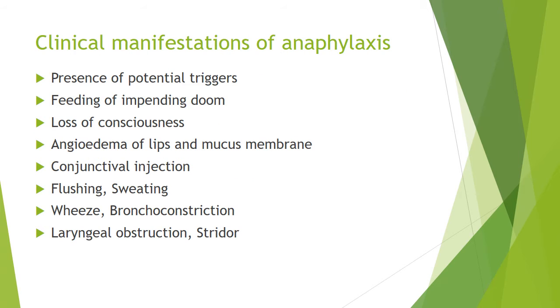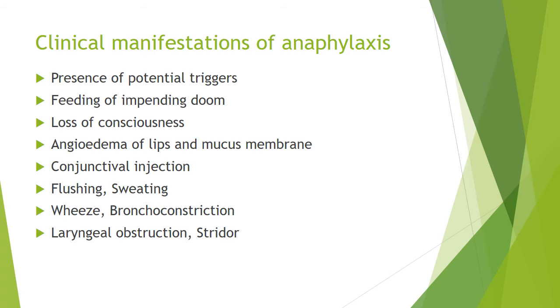So what are the clinical manifestations of anaphylaxis? There is a presence of impending doom, and there is a potential trigger. You can know by asking the history. There is a loss of consciousness. There is angioedema of lips and mucous membrane. So there is the accumulation of water or inflammation deep down in the submucous membrane. There is both edema of mucus and submucous membrane, resulting in angioedema.